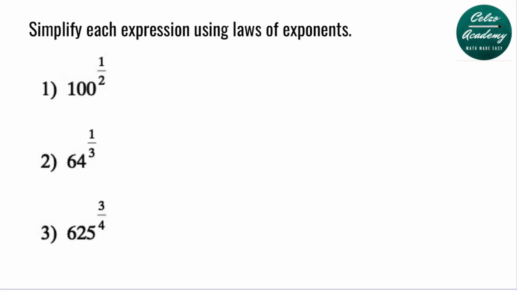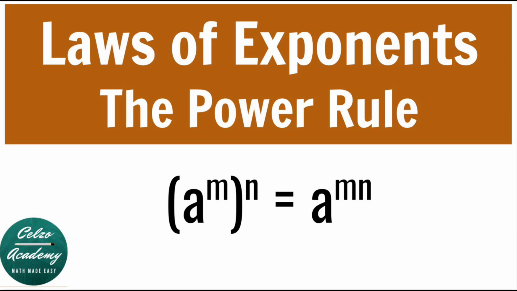One way to simplify these expressions is by transforming them into radical expressions. In our previous videos, we learned the different laws of exponents, and today we're going to apply those laws in simplifying these expressions. The power rule states that if a to the power of m is raised to the power of n, the answer is simply a to the power of mn, which means that you need to keep the base a and multiply the powers m and n.